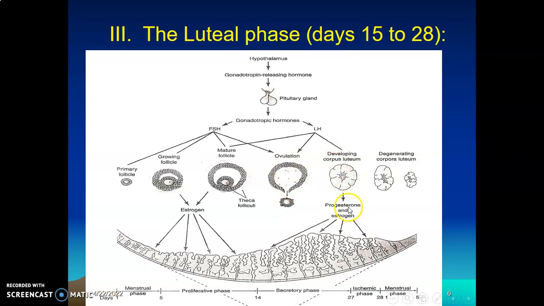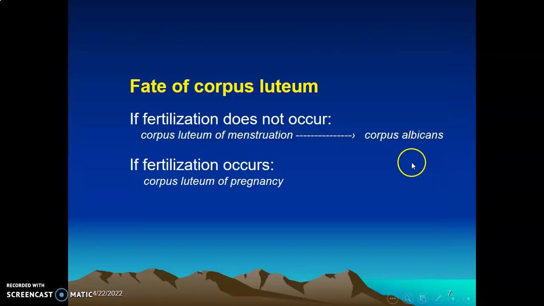This will produce progesterone. But if pregnancy does not occur, we don't need progesterone and estrogen. We don't need more hormones. There's no pregnancy to support. Corpus luteum therefore degenerates and forms corpus albicans, which is a fibrosed corpus luteum. So it will be filled with fibroblasts and collagen, so it becomes fibrosed. So those are the 3 stages of ovarian cycle: follicular phase, ovulation phase at day 14, and the luteal phase.